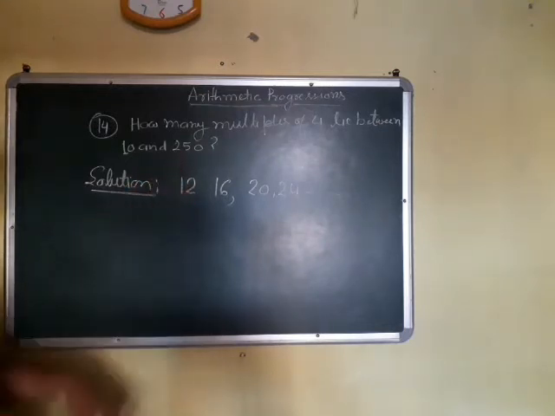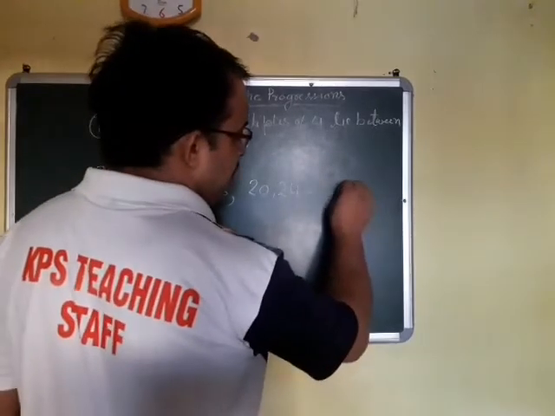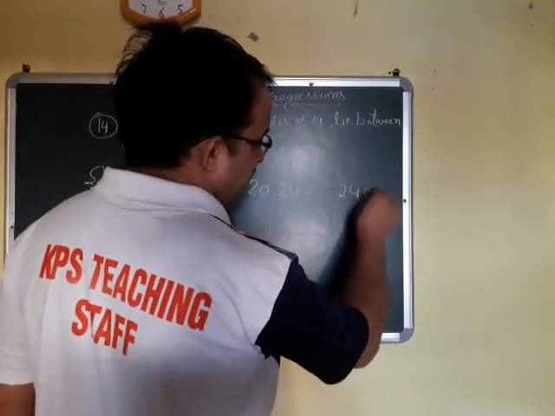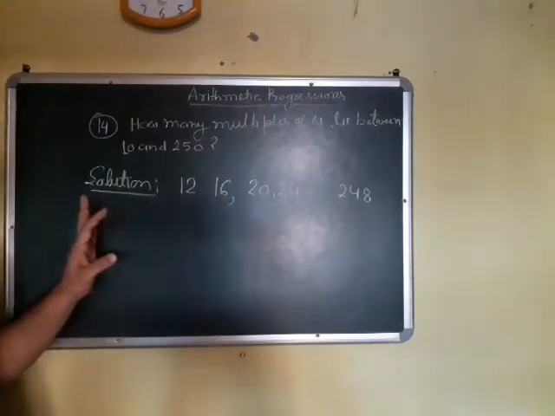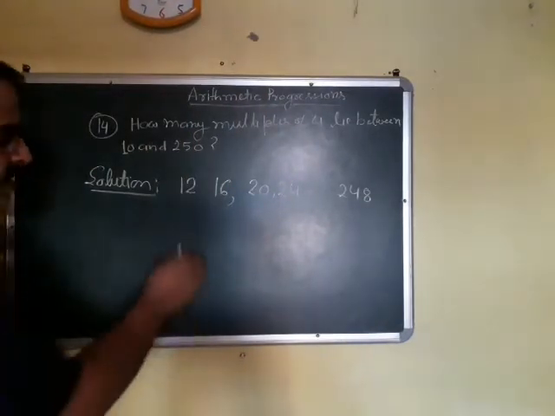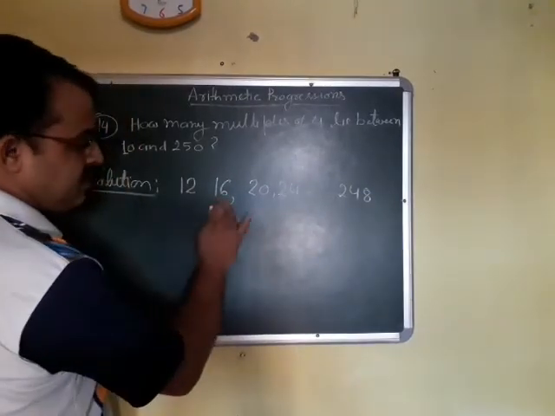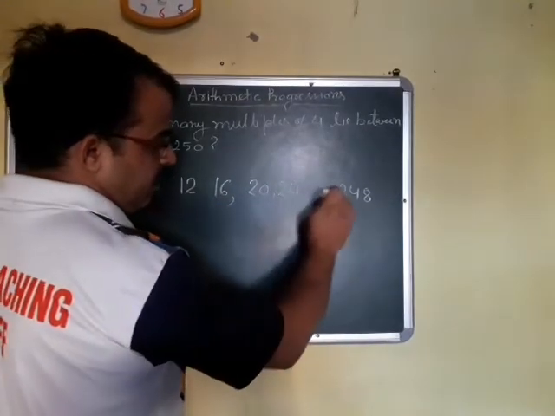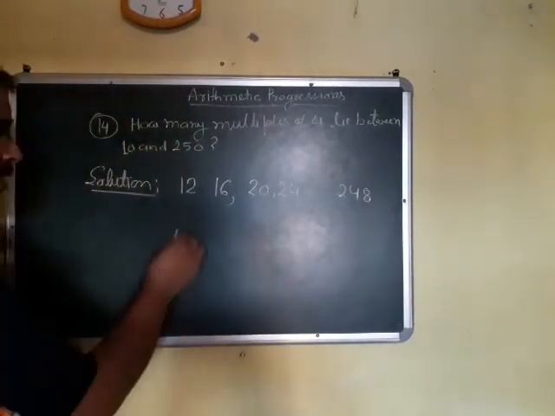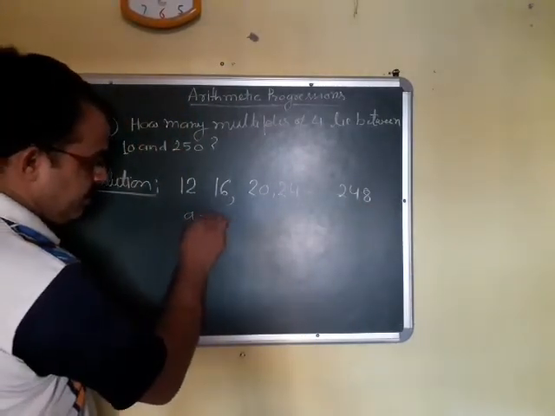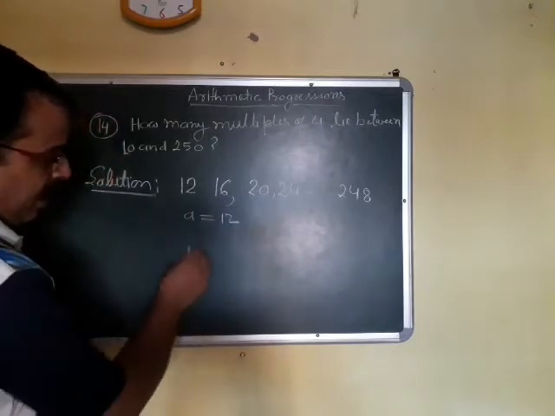So 248 is a multiple of 4. Clear? Now here we find the series 12, 16, 20, 24, and the last one is 248. Clear? So A, the first term, is given here as 12, and we need to find D.